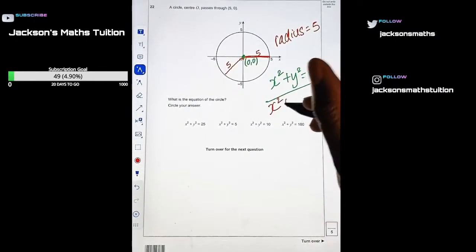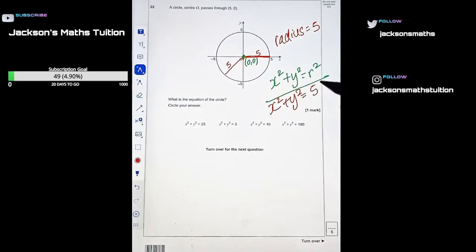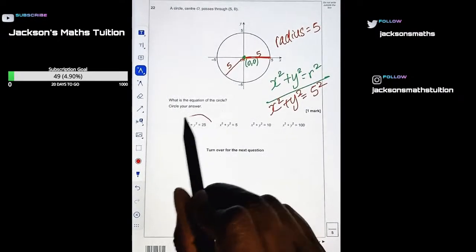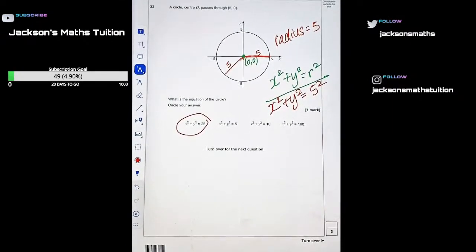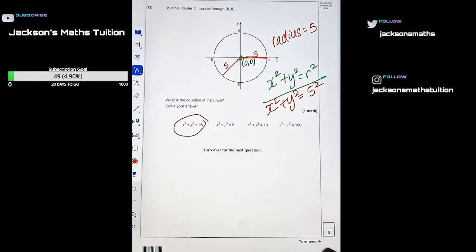X squared plus y squared equal to 5 squared. And we know 5 squared is 25. So it's going to be the first one. Definitely. Thank you guys so much. First one. So you need to remember the equation of the circle, and you need to know how to identify your radius. Okay, this circle is coming from the center. So the radius is 5.